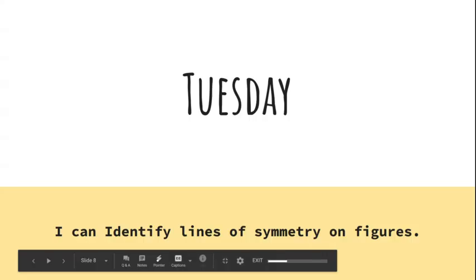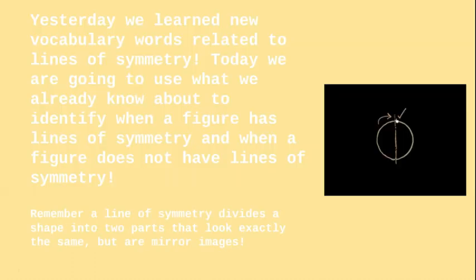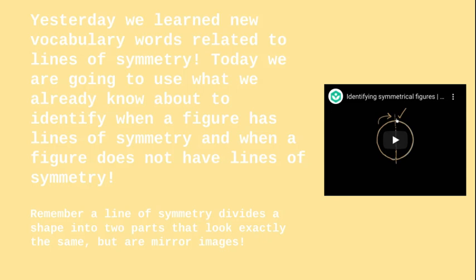We are still talking about lines of symmetry, and today's goal is to be able to identify lines of symmetry on figures or shapes, we say. Yesterday we learned some new vocabulary related to lines of symmetry, so today we are going to use what we already know about identifying when a figure has lines of symmetry and when a figure does not have lines of symmetry. So remember, a line of symmetry divides a shape into two parts that look exactly the same.